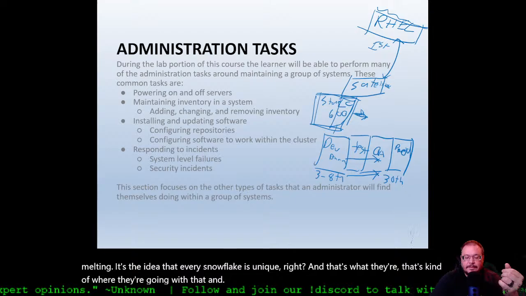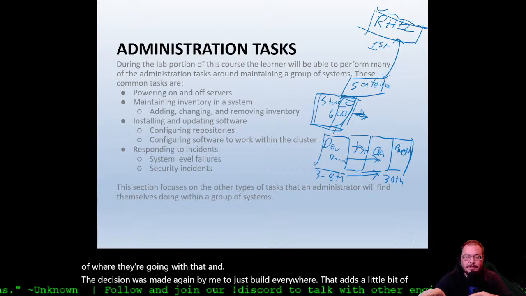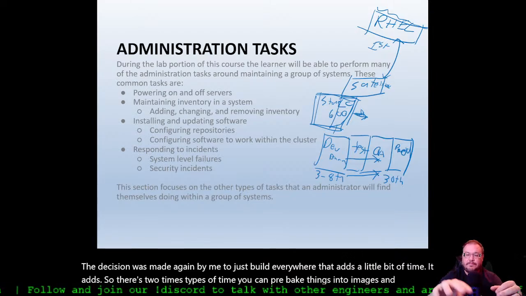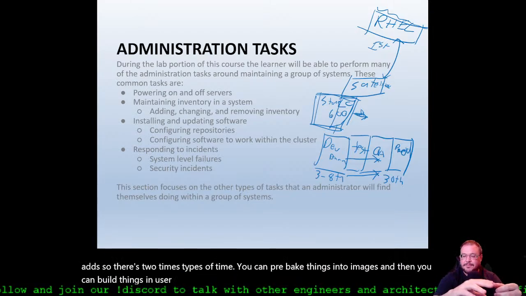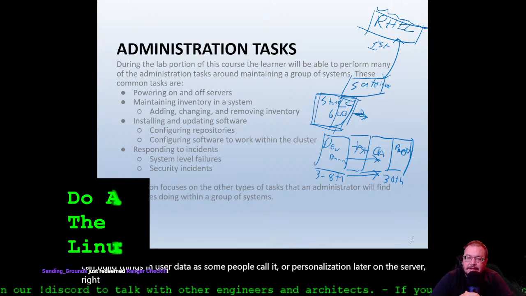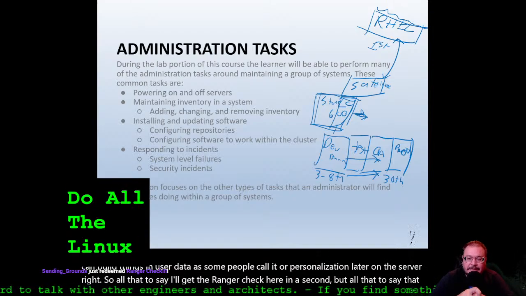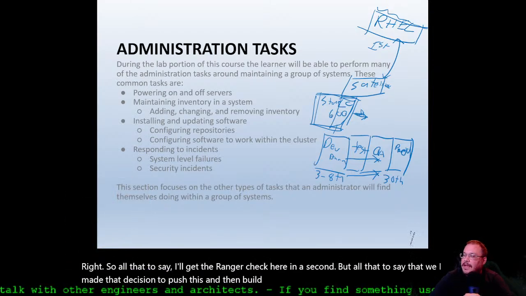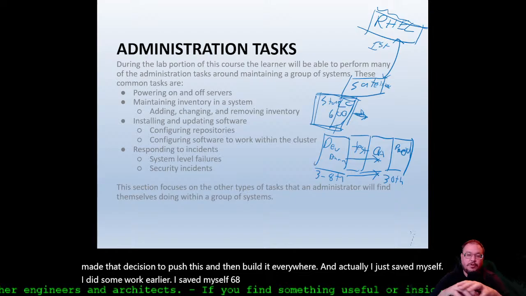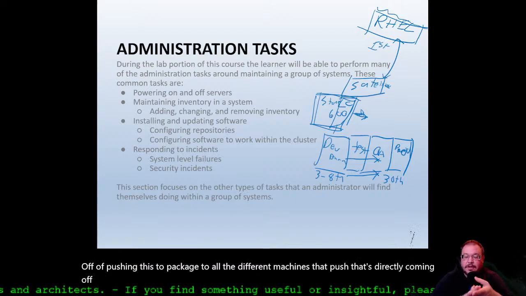And the decision was made again by me to just build everywhere. That adds a little bit of time. So there's two types of time. You can pre-bake things into images, and then you can build things in user data, as some people call it, or personalization later on the server, right? So all that to say, I'll get to the Ranger check here in a second, but I made that decision to push this and then build it everywhere. And actually, I just saved myself 68 minutes off of pushing this package to all the different machines. That's directly coming off of my Ansible playbook because I pre-staged it.